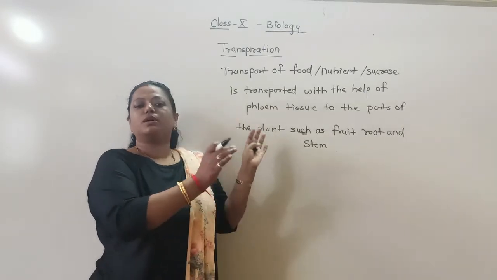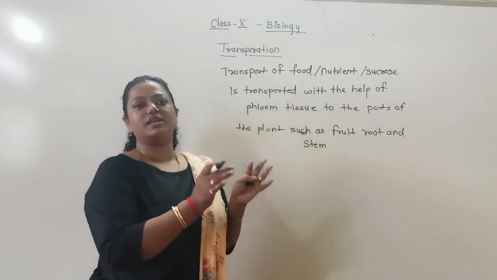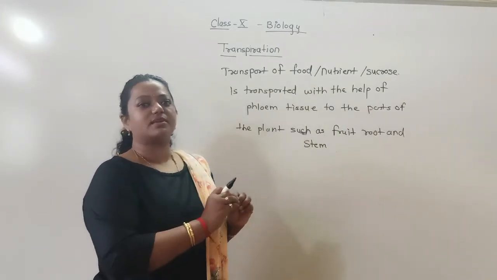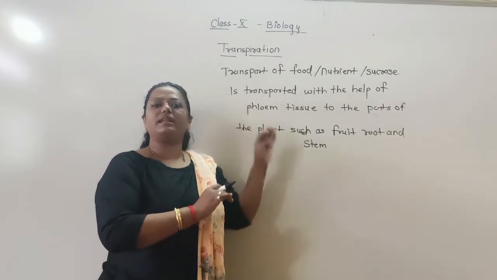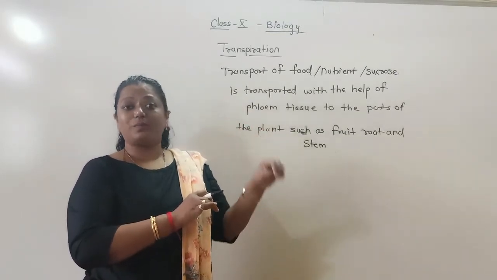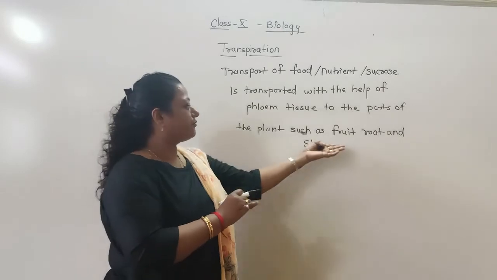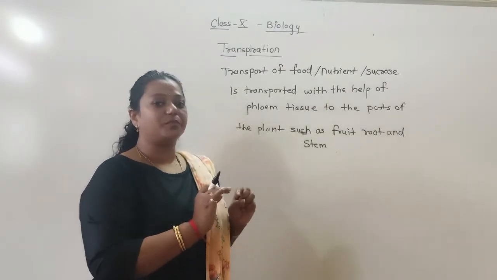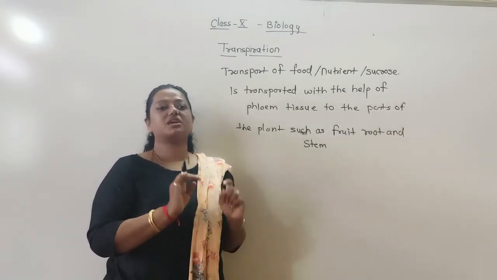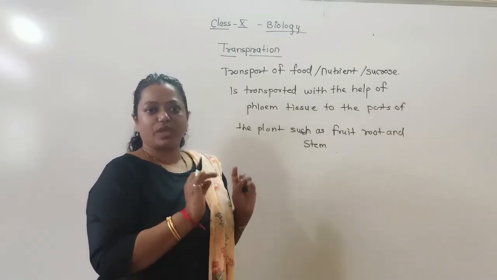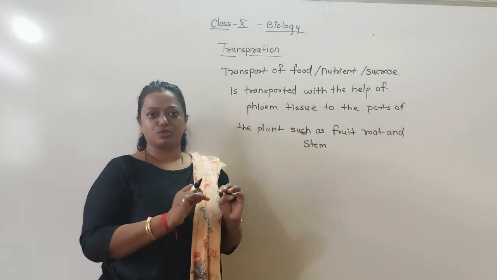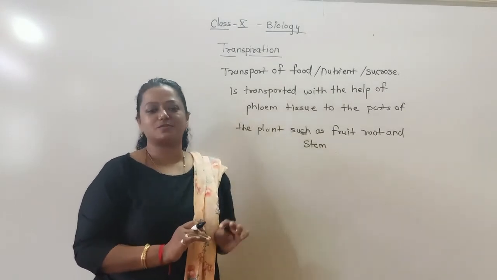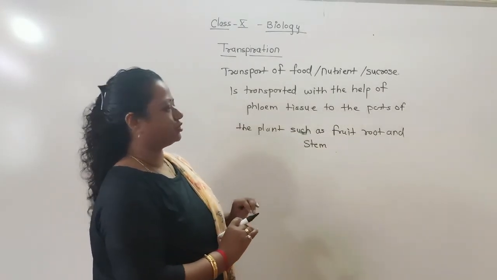So whatever the food is prepared, whatever the nutrients are prepared in the plants, those nutrients will be carried from the leaves into the plants wherever it is needed. In the fruit it is needed, and in the root, sweet potato is a root which contains a large amount of food. So here the amount of sucrose or glucose must be more, so that food is getting transported with the help of the phloem tissue.